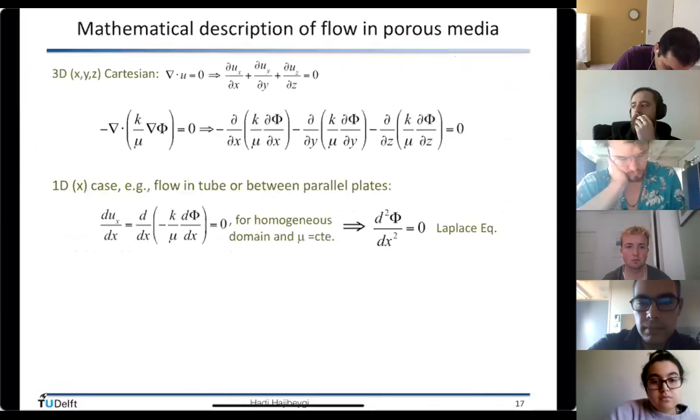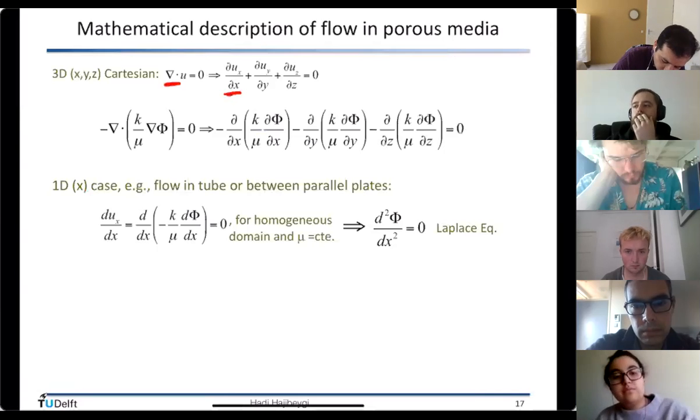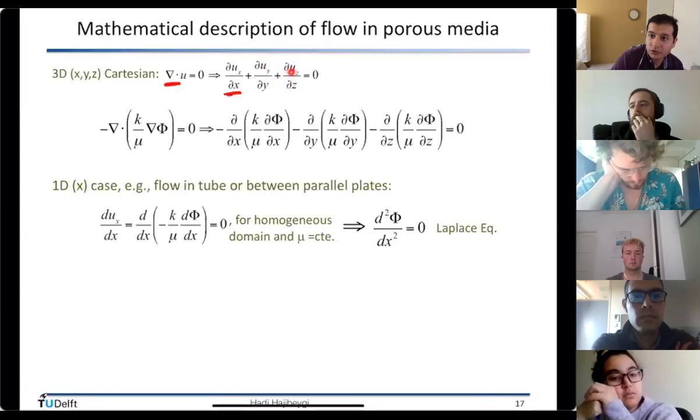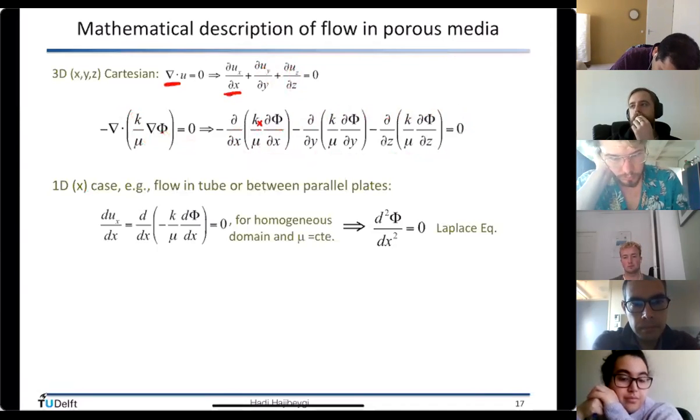I just wanted to make a note here for those who come from different disciplines that divergence of u, or divergence of anything, means derivative with respect to x of the x component of that vector, derivative with respect to y of the y component, velocity y, derivative with respect to z of uz. So divergence of k over mu grad phi can be expanded based on ddx, ddy, ddz this way. And here I'm assuming that kx, ky, and kz are the same.